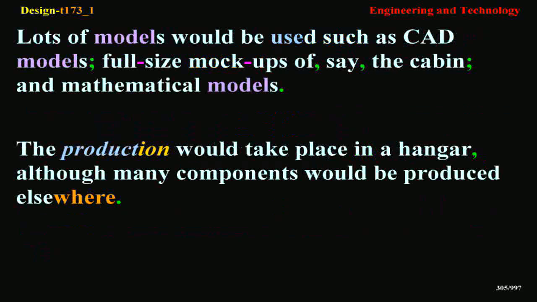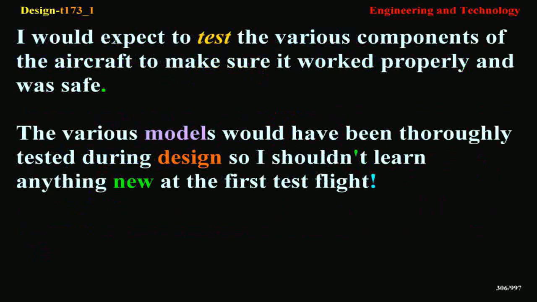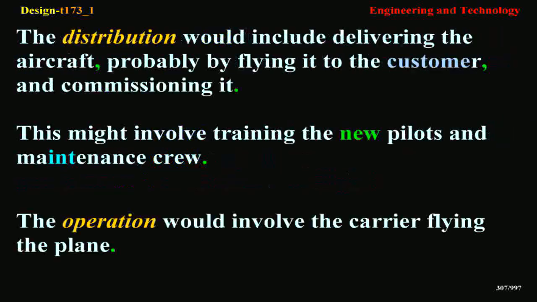The production would take place in a hangar, although many components would be produced elsewhere. I would expect to test the various components of the aircraft to make sure it worked properly and was safe. The various models would have been thoroughly tested during design, so I shouldn't learn anything new at the first test flight. The distribution would include delivering the aircraft, probably by flying it to the customer, and commissioning it. This might involve training the new pilots and maintenance crew.